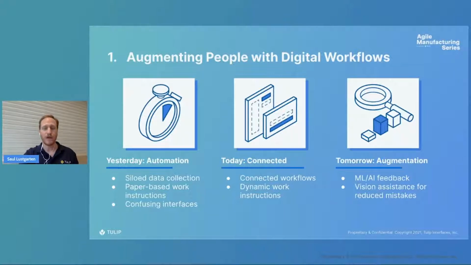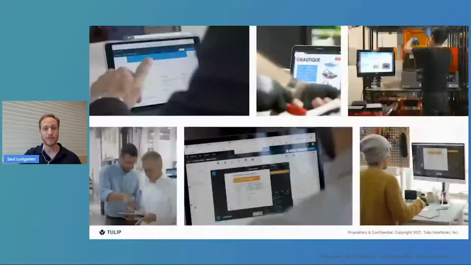We recently launched a new capability in Tulip that we see as a first step in this direction. It's called Vision, and it lets you leverage machine vision to augment your workers. You can define regions of interest, you can detect activities, you can provide feedback in real time to operators, and the end result of this is people can work faster, they can collect better data, and they can make fewer mistakes. So with that in mind, let's see a couple of examples of how this works in action.